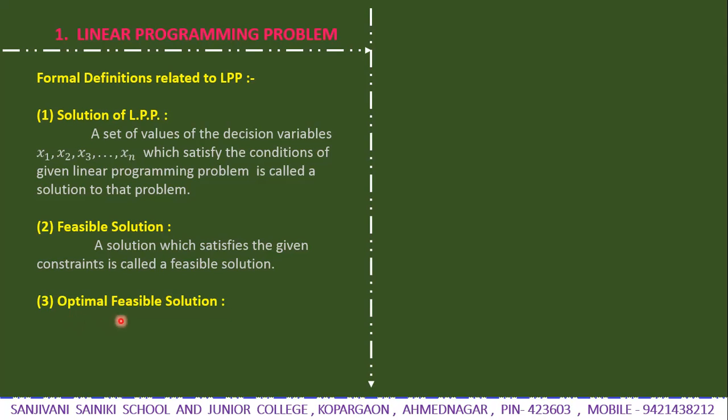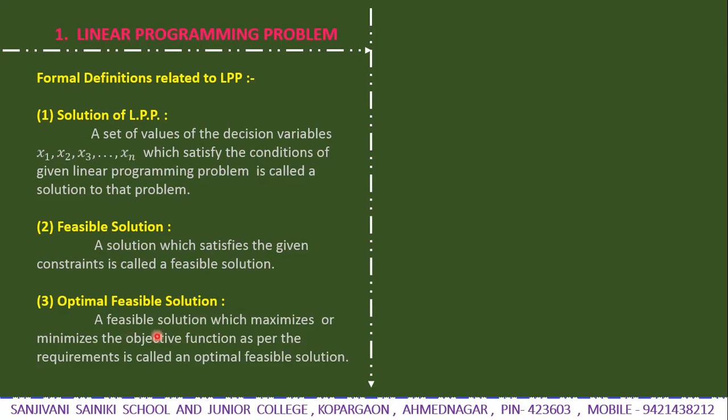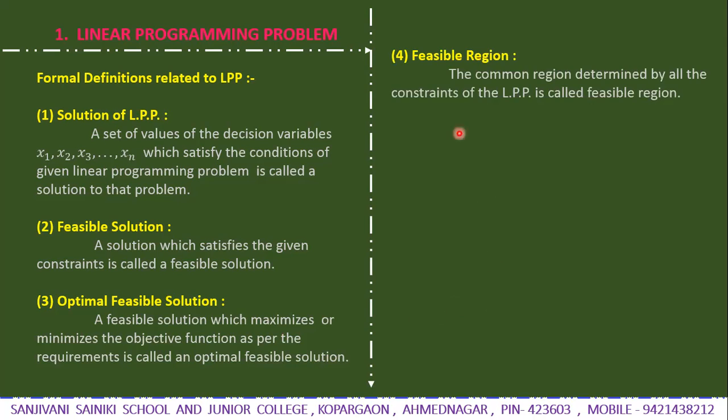Now what is meant by optimal feasible solution? A feasible solution which maximizes or minimizes the objective function as per the requirements is called the optimal feasible solution. Optimal means either maximum or minimum. The feasible region: the common region determined by all the constraints of the LPP is called the feasible region.